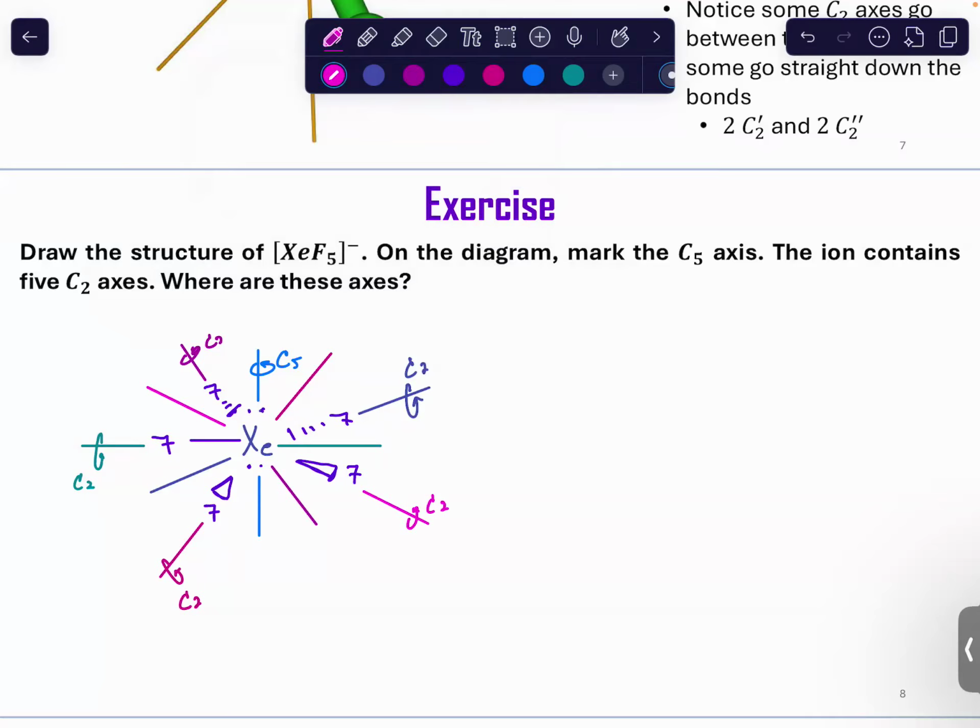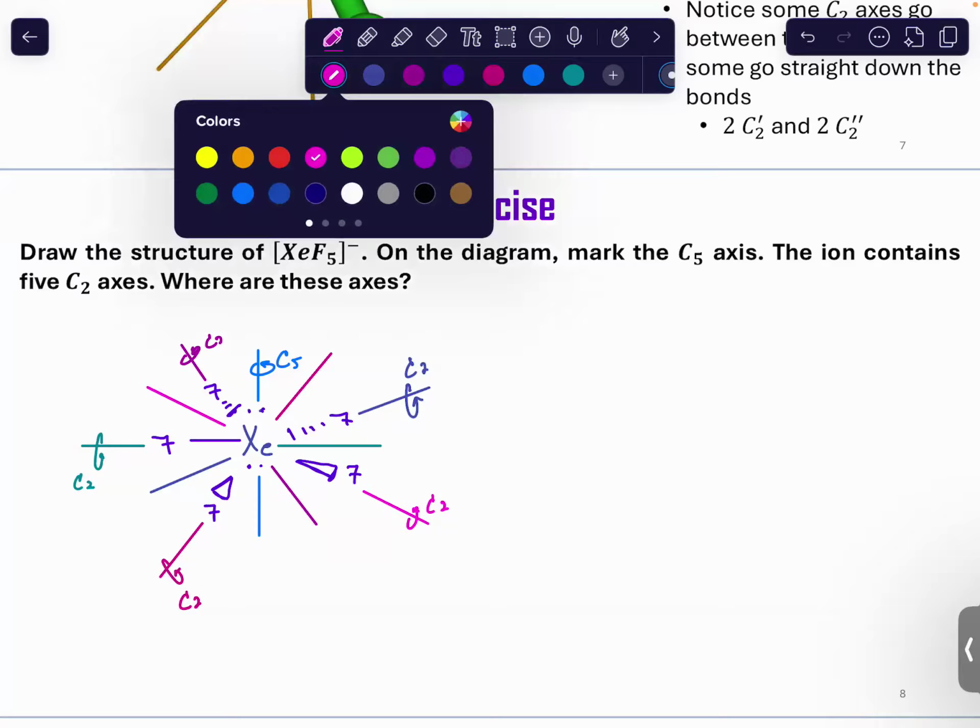And so if you're trying to think of this three-dimensionally, your C5 is straight up and down. And then all of these C2s lie in the radial plane. So if you rotate around any of these, you just flip the molecule over and you get the exact same molecule back. So would we call those prime or double prime?